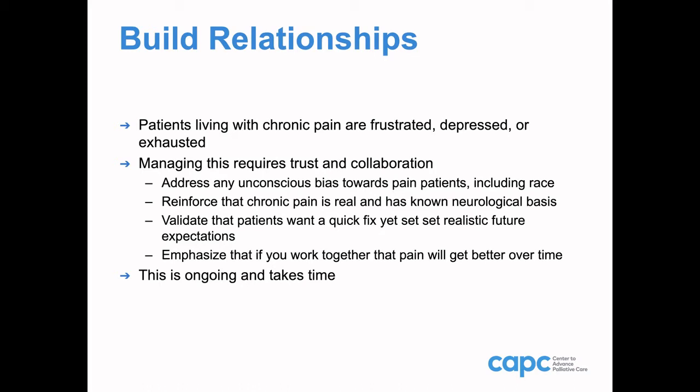Part of building that relationship is reinforcing that chronic pain is real and there's a neurologic basis for it. Validate that patients have been in pain a long time and they want a quick fix. We're a quick fix society, right? Most of us communicate on a platform that only allows us 140 characters. We want quick. So we need to level set and set realistic future expectations and not go for the quick fix, because any of us that have done this know that the quick fix doesn't exist. And then emphasize that this is a process where you're going to work together to get pain better over time. This is ongoing and it takes time, especially in somebody who's distrustful of the system.